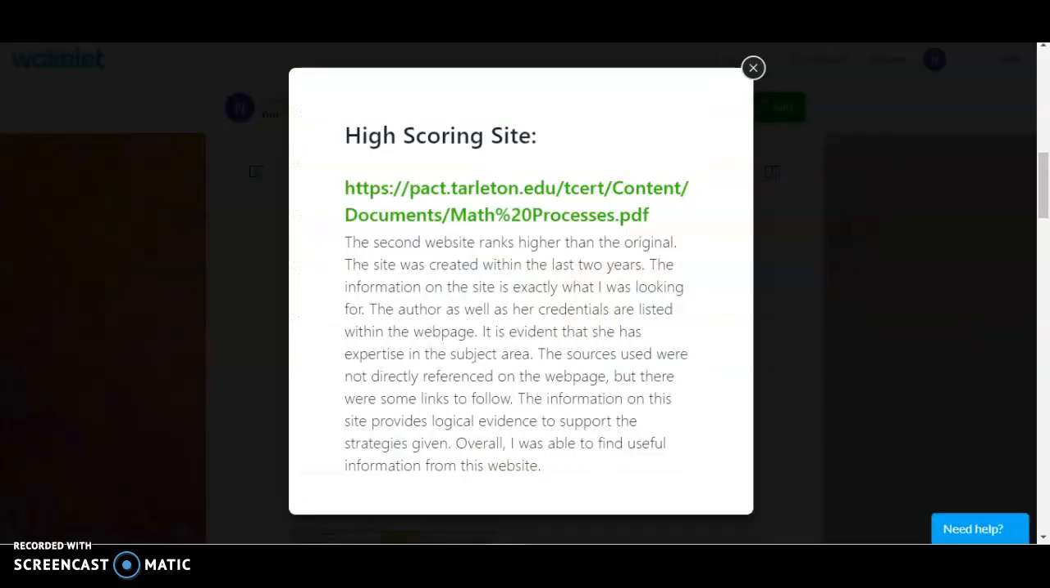After evaluating my first website, it made it a lot easier for me to find a higher scoring site. So the next site that I found to match the similar information of my topic was from tarleton.edu. And here it showed the author as well as her credentials. She was highly qualified to be giving research on this topic. It had a lot more information. It had charts and data, statistics. It had reference lists, and overall just everything that I needed to gather my own research.